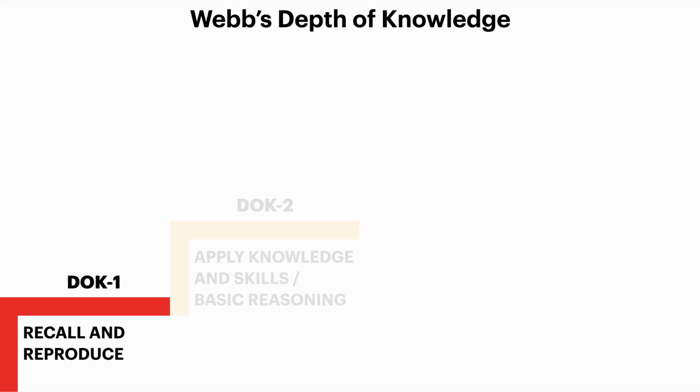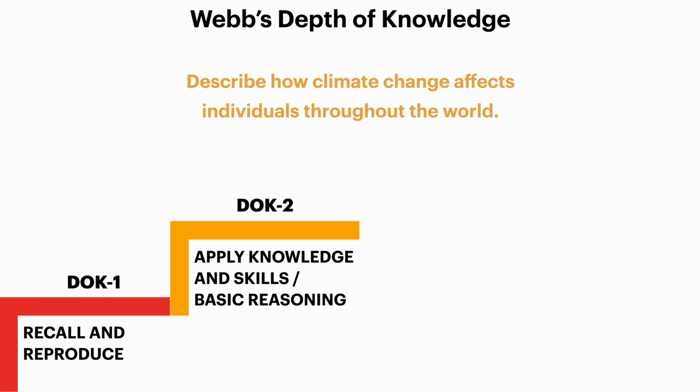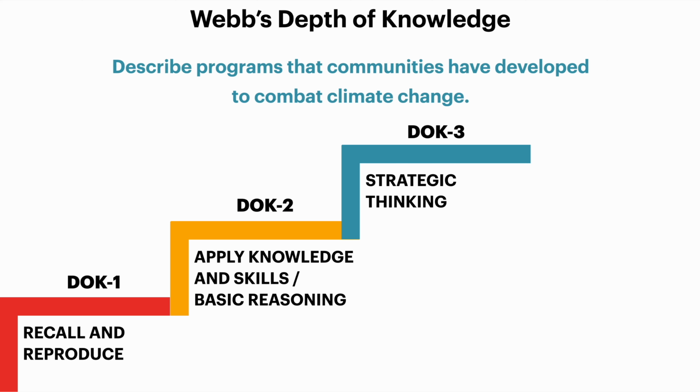For a learning objective at DOK Level 2, tasks for students are focused on the use of concepts in simple settings. For example, learners at this level can describe how climate change affects individuals throughout the world. A learning objective at DOK Level 3 requires reasoning in more complex settings. For example, learners at this level can explain programs that communities have developed to combat climate change.